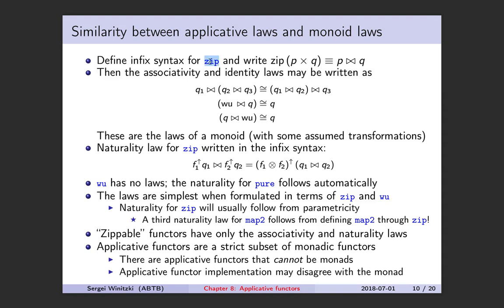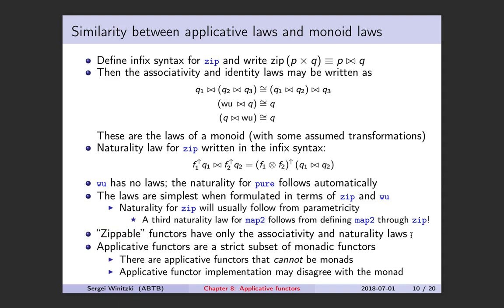If we formulate the laws in terms of zip and wrapped unit. So we have now great assurance that we are on the right path. We have found the correct laws for the applicative functors. Now, functors that are zippable, as I said before, do not necessarily have pure. They do not have wrapped unit. They only have the associativity and naturality laws.